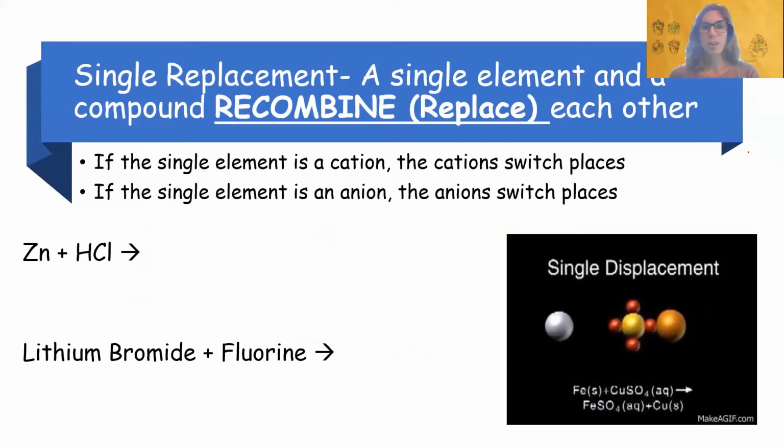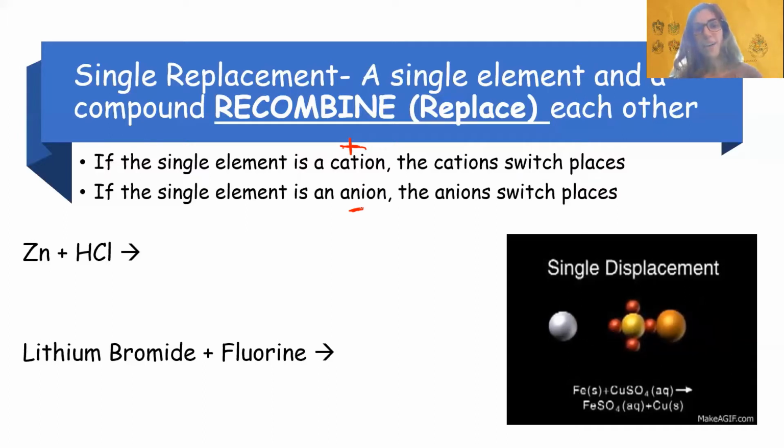Let's take a look at single replacement reactions now. A single replacement reaction deals with a single element replacing another element in a compound. So if that single element happens to be a cation, aka has a positive charge, then the cations would switch places. And if the single element is an anion, aka a negative charge, then the anions will switch places.